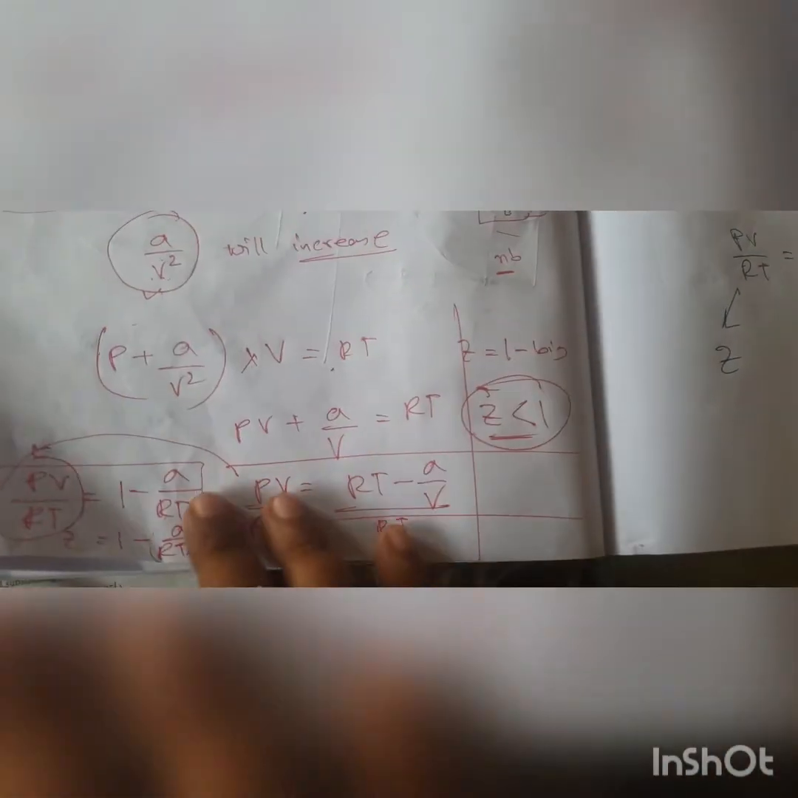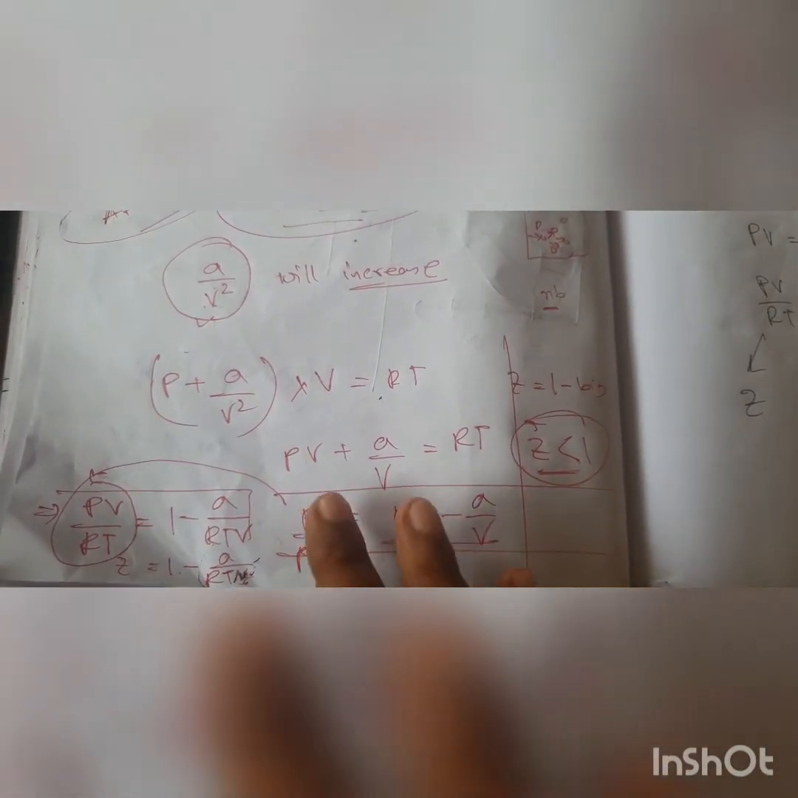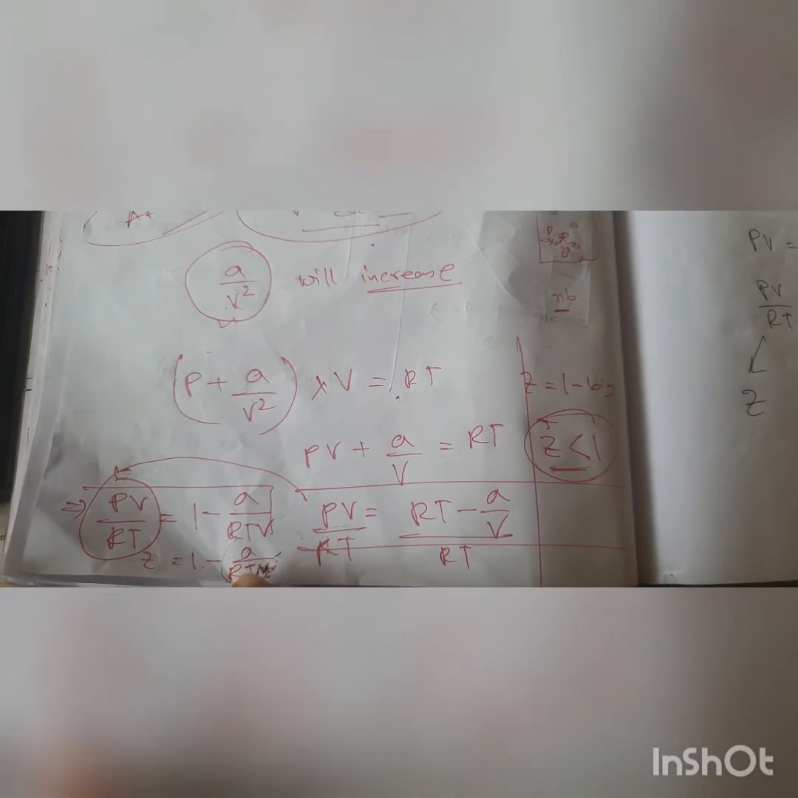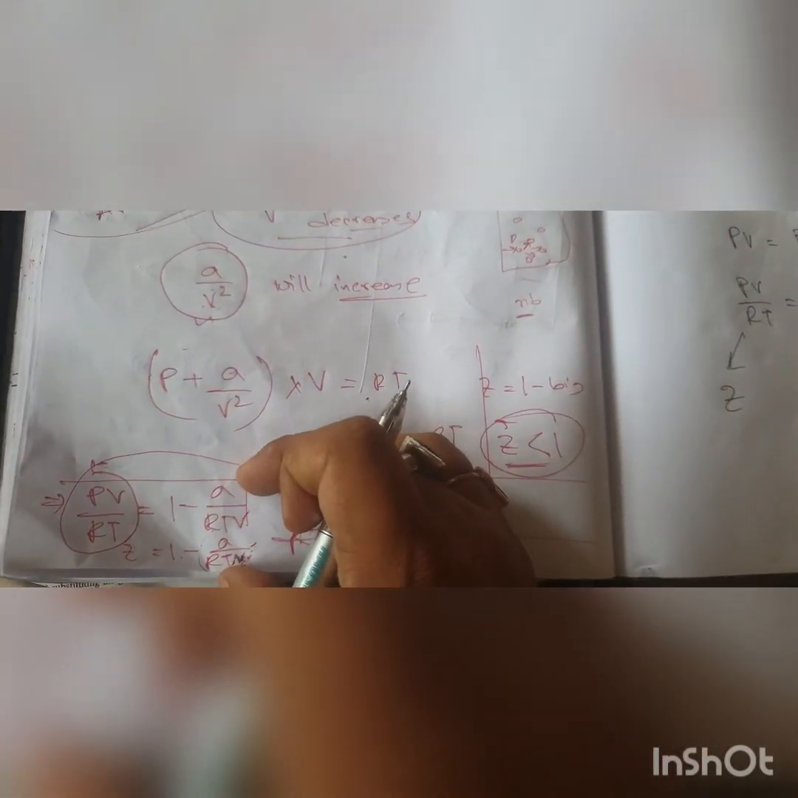So at moderate pressure, why is there a dip? At moderate pressure there is a dip because, you see, at moderate pressure this V is decreasing and this value is continuously increasing. When this value is continuously increasing, Z is getting much lesser than 1.